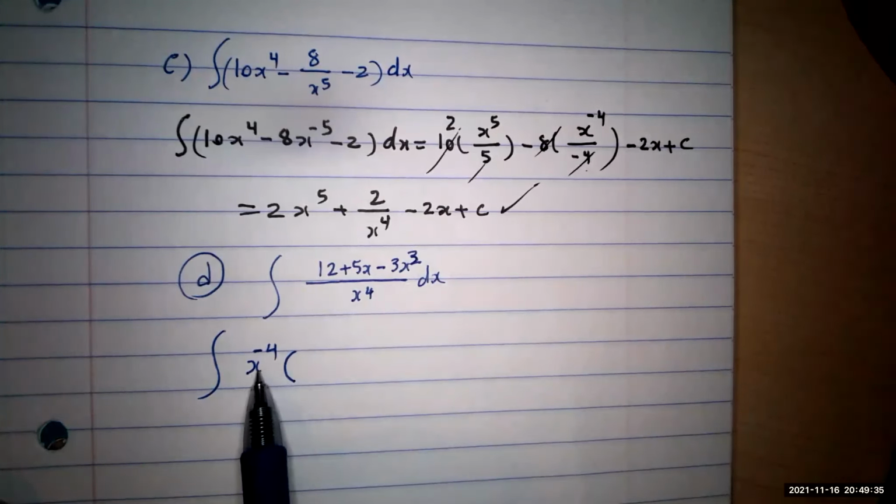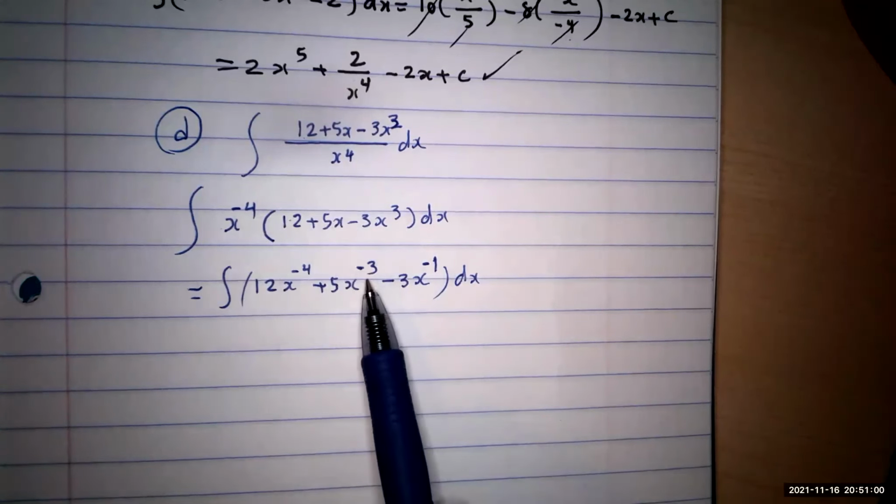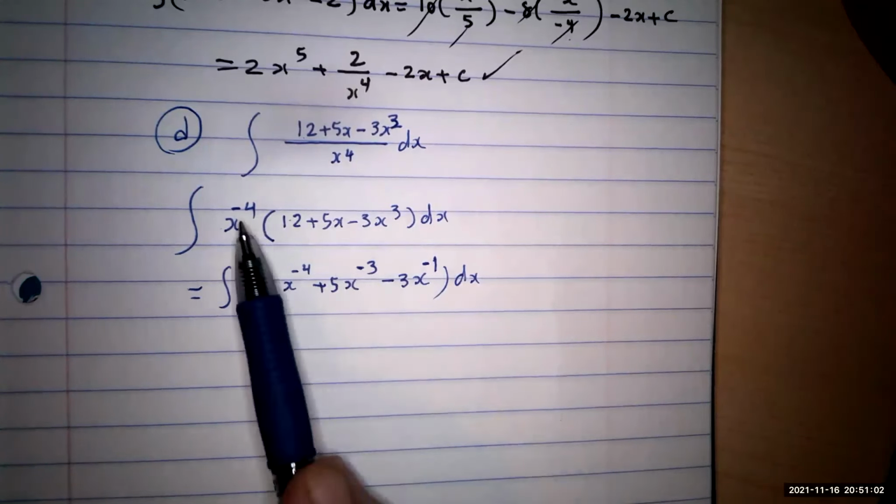Any question? So move it up. Yes, we move it up, but you have to open up the parentheses so that you multiply x to the negative 4 by everything inside. When we multiply, we add the exponent. This is a negative 4, the exponent is 1, so negative 4 plus 1, negative 3. Negative 4 plus 3, negative 1. Now we are ready to integrate it.